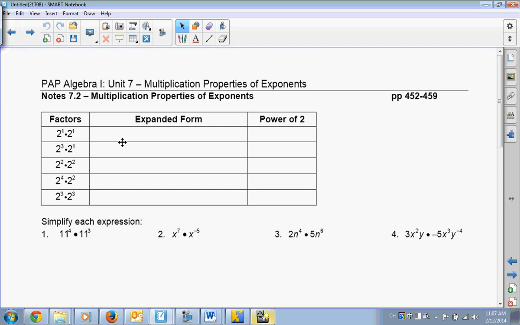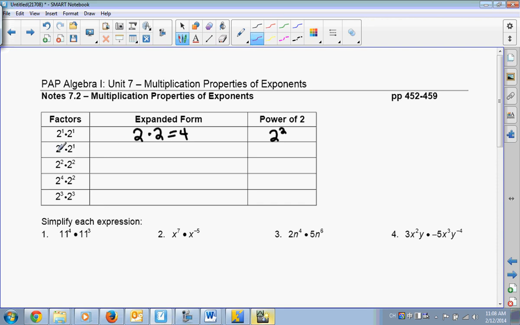Expanded form just means to literally make it bigger, right? So what does 2 to the first times 2 to the first mean? 2 times 2 is what it is in expanded form. And so that means what? It equals 4. So power of what? Yeah, 2 to the power of 2. So I want you to look for a pattern, okay?